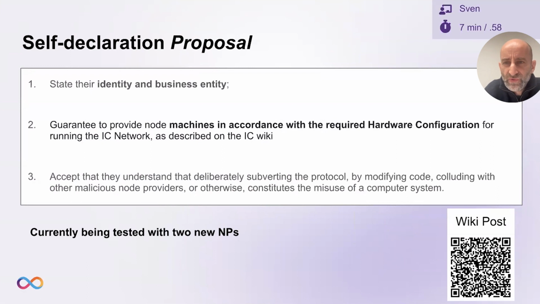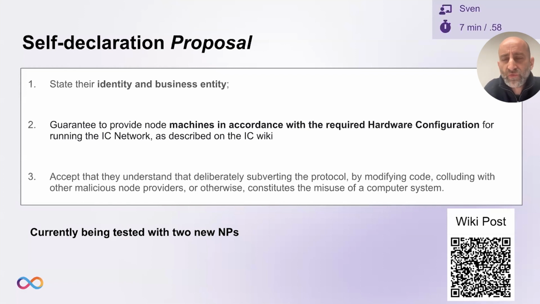Feel free to look at that proposal. It's still work in progress. There's a lot of work to be done. One of the next steps we probably have in mind is that once a potential node provider has the document and also signs it, we include the hash, for example, of that document in the NNS proposal, so that community members can check the NNS proposal against this self-declaration form.